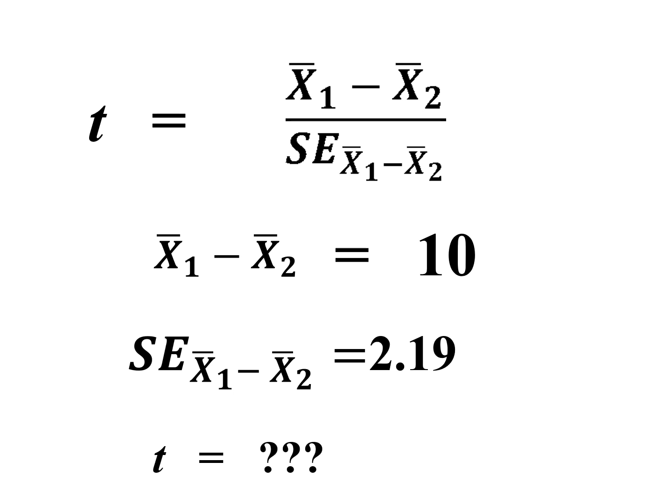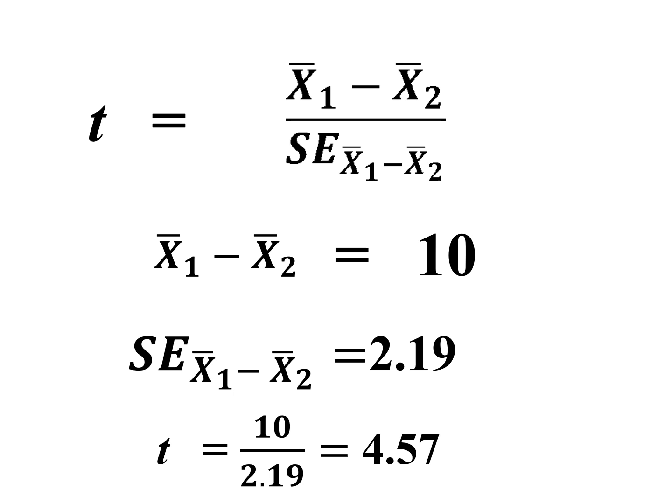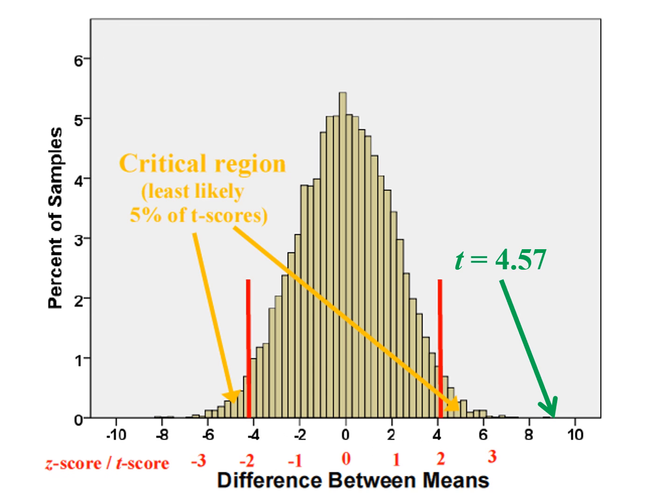So what is the value of t? Go ahead and take a couple of seconds, pause the video, calculate the value of t using this formula, and come back to the lecture. t is the observed difference divided by the standard error. That is 10 divided by 2.19, which gives us a t-score of 4.57. Here is our t-value of 4.57.